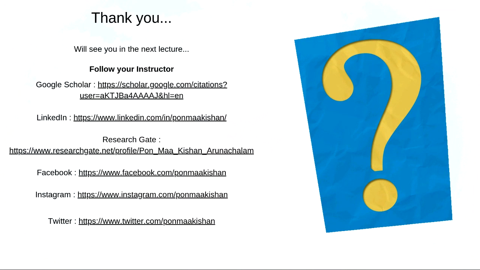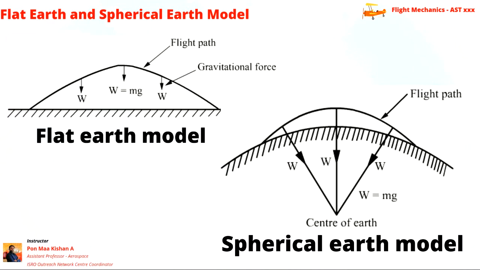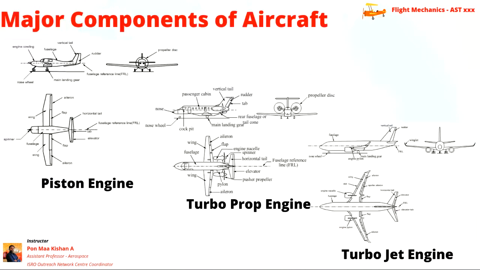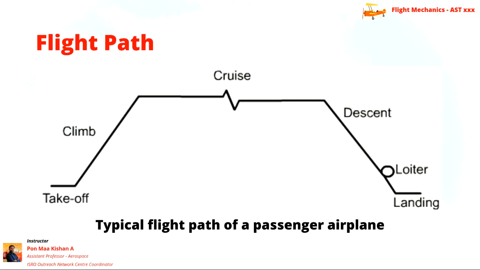Excuse me, sir. Yes, dear. Sir, can you explain again the flight path of passenger? Sorry, I cannot understand what you are saying here. Okay, that's good. Flight path of passenger. Okay, I will go to that particular slide. Yes, sir. This one.